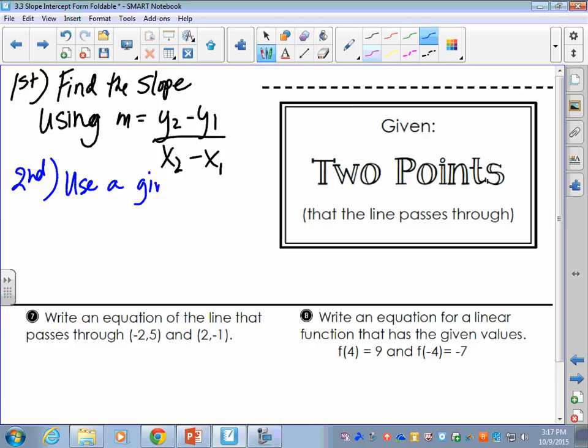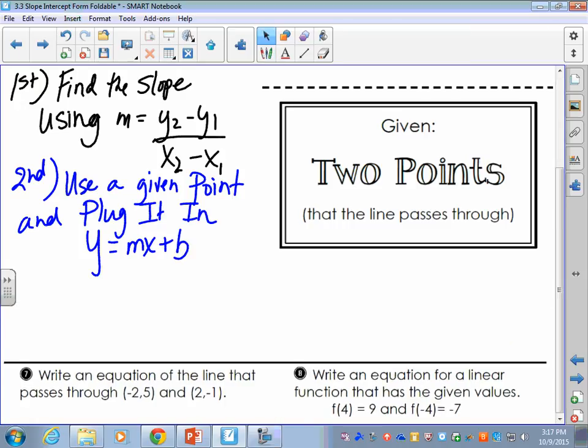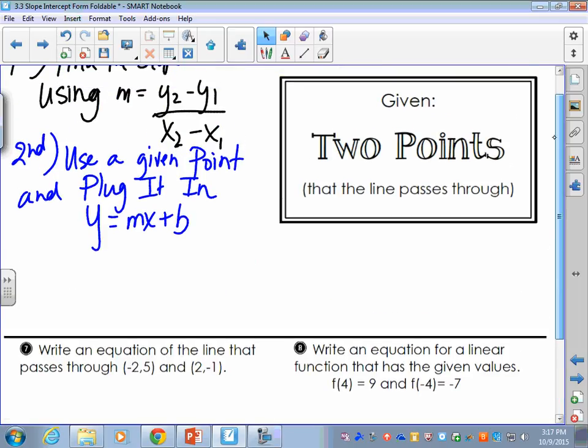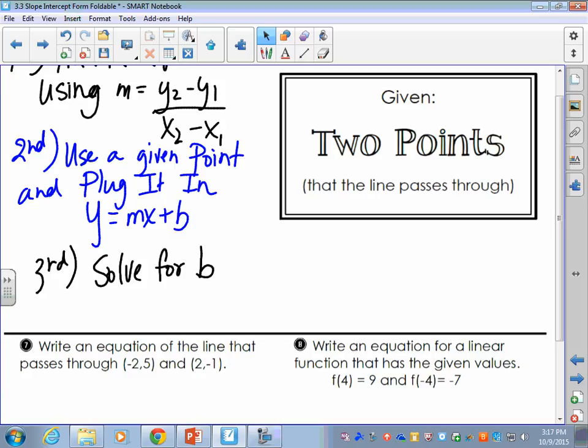Use a given point and you're going to plug it in. Y equals mx plus b. We're using y equals mx plus b every time. Slide you down. And then last, just like on a step before, solve for b. Okay? We're going to solve for b.